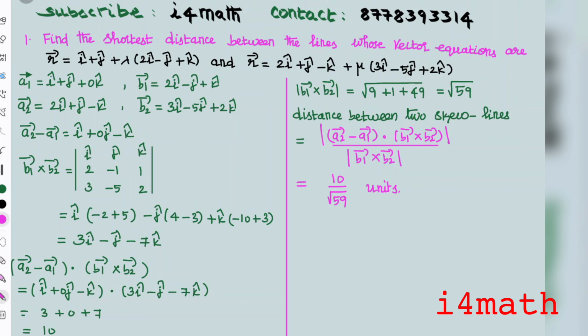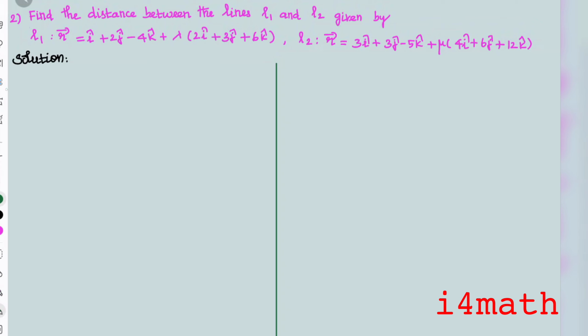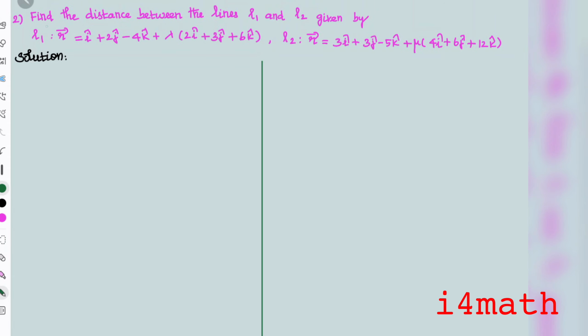Find the distance between the lines L1 and L2 given by L1: r vector equals i cap plus 2j cap minus 4k cap plus lambda into (2i cap plus 3j cap plus 6k cap). Line 2: r vector equals 3i cap plus 3j cap minus 5k cap plus mu into (4i cap plus 6j cap plus 12k cap). Now let's find the solution.